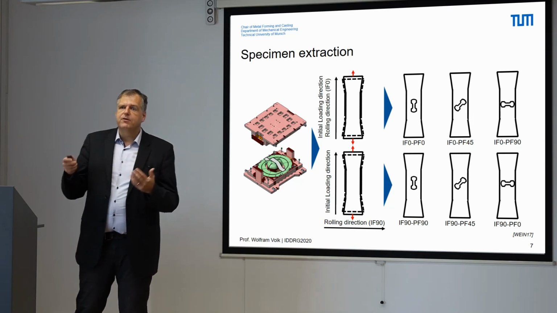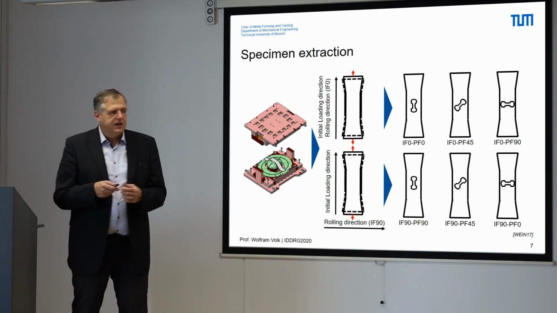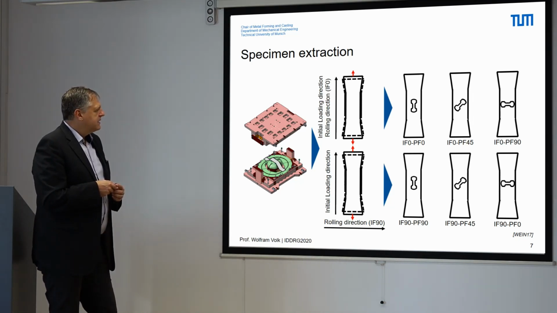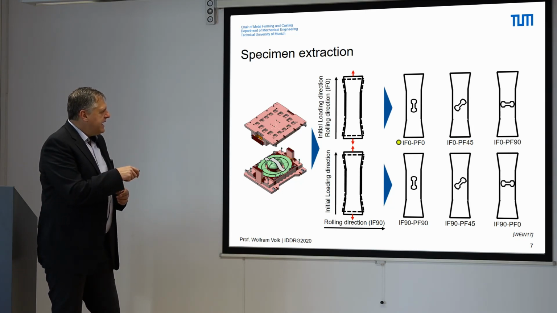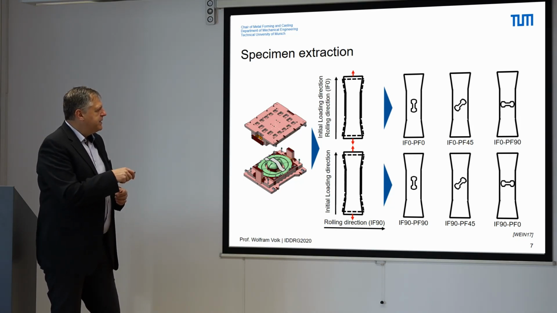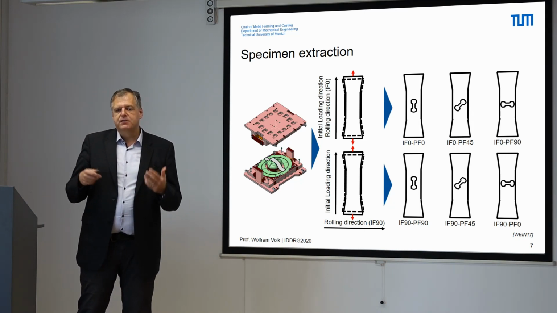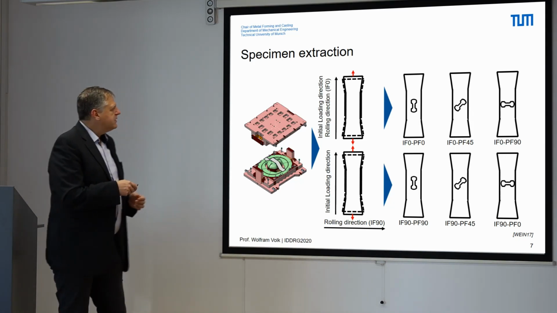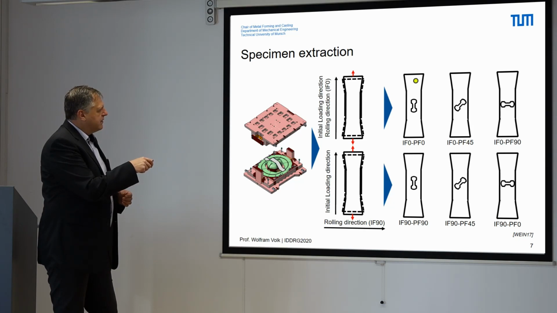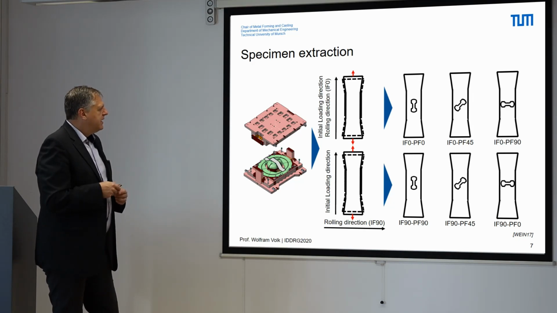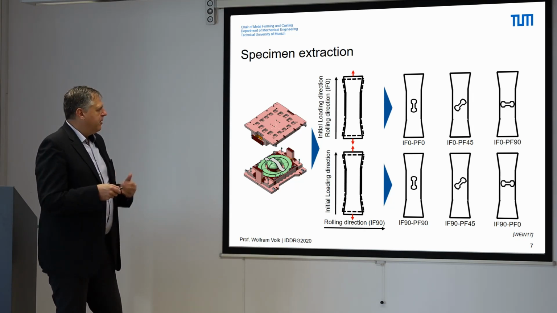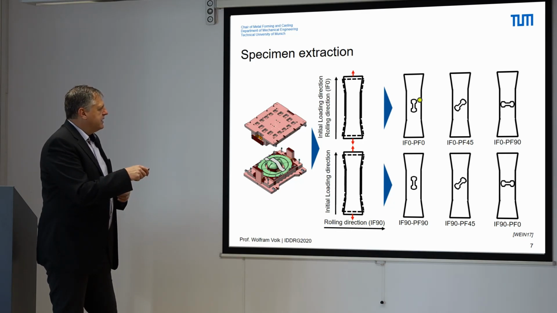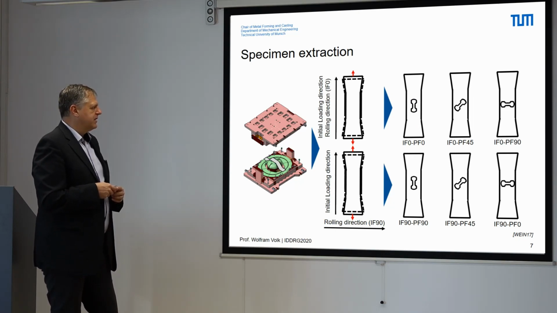We know that from the definition it's also not so easy, so we have chosen clear names. IF means initial forming, and PF means the post-forming step. The 0 and 0 is always with respect to the rolling direction. So this is the one we have also used in the past, where we have two different forming steps, one in 0 degree and the second one also 0 degree with respect to the rolling direction.